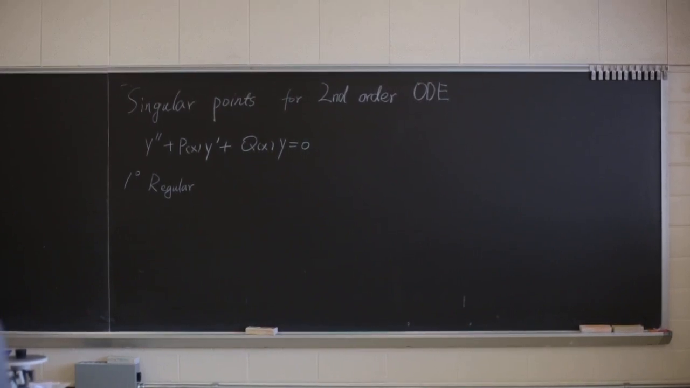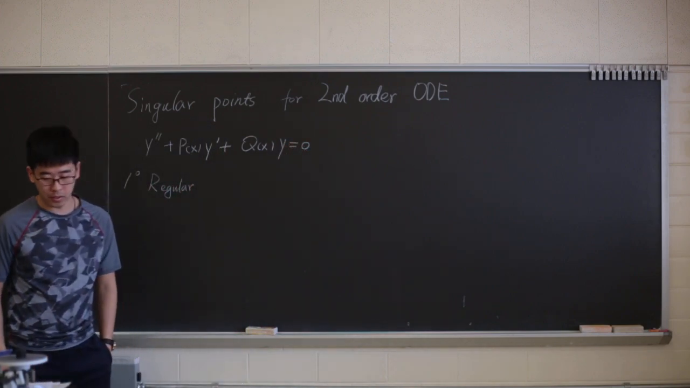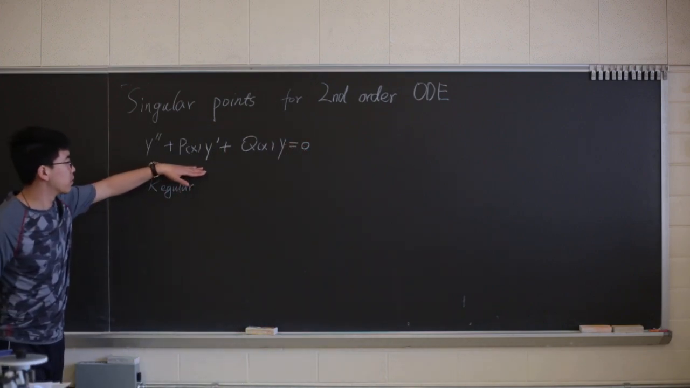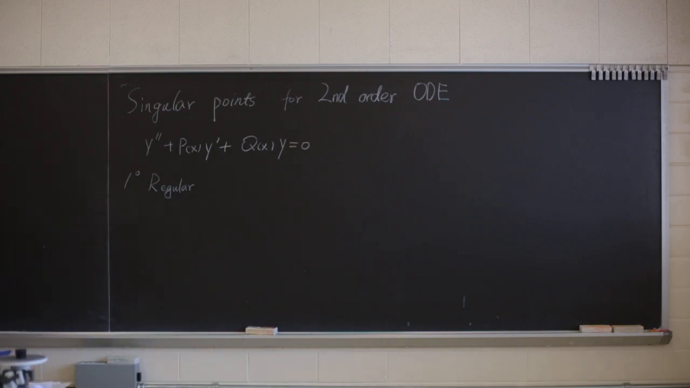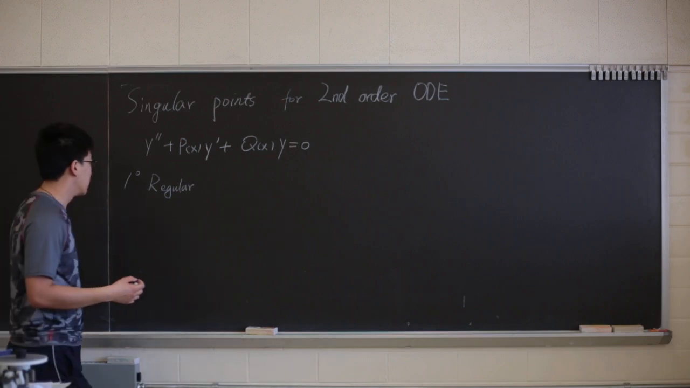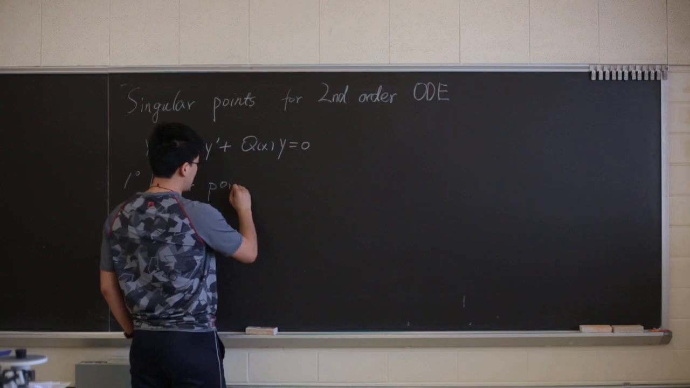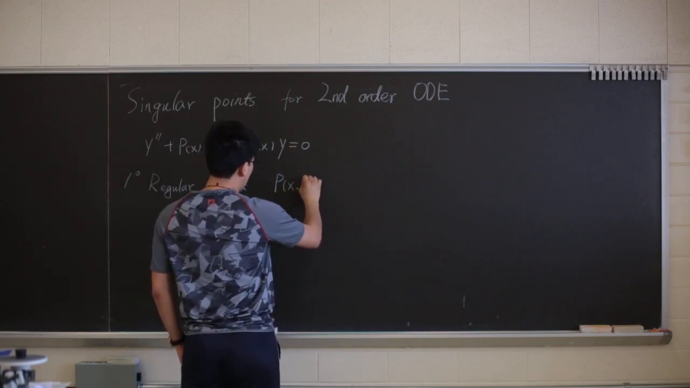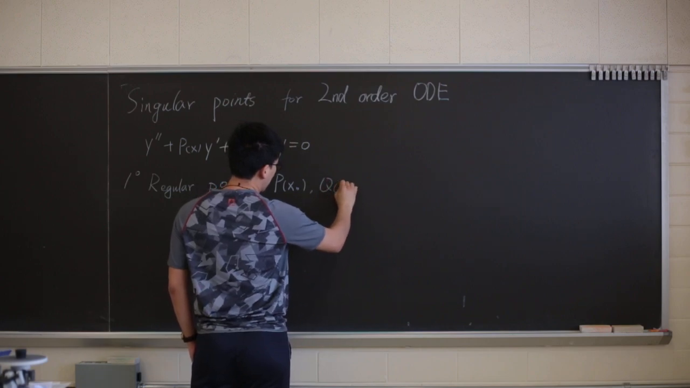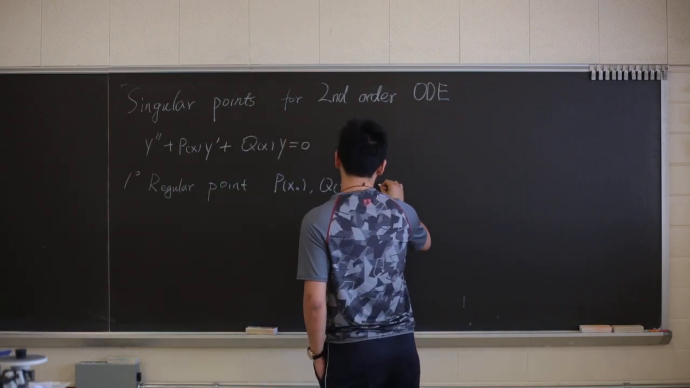Okay, I will talk a little bit about singular points for second order ODE. So here is the form of the second order ODE: y'' = p(x) y' + q(x) y. So the regular point, quite straightforward, is that at x = x0, q(x0) and p(x0) are finite.